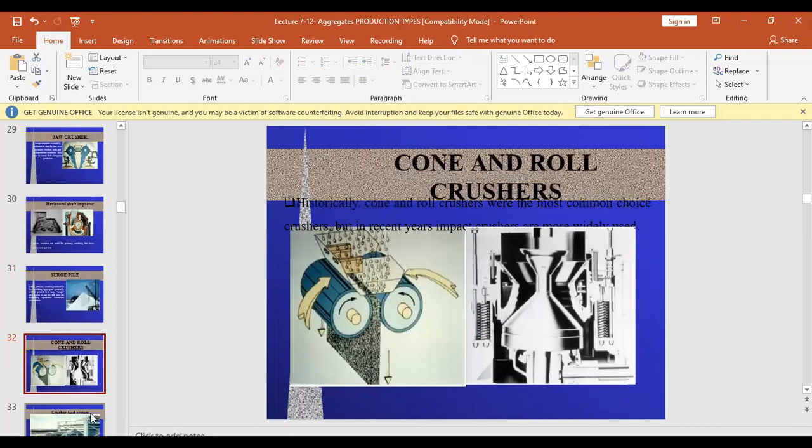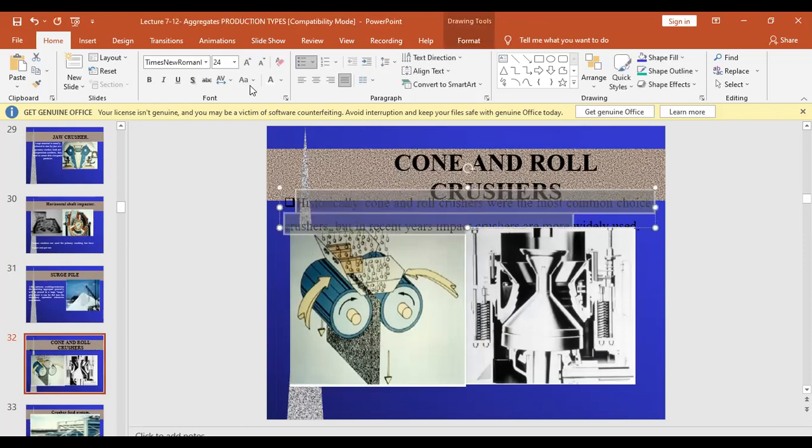Then there is a cone crusher. And you can see there is a roller crusher. There are rollers, and you pass the aggregates through and get the aggregates from this. And there is a cone crusher. So these are again other types of crushing the material to the required size.